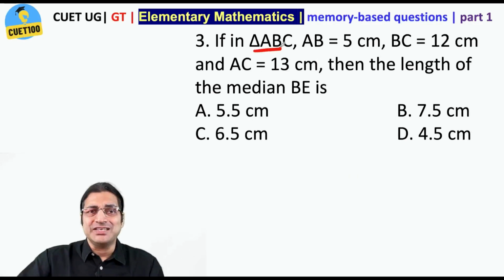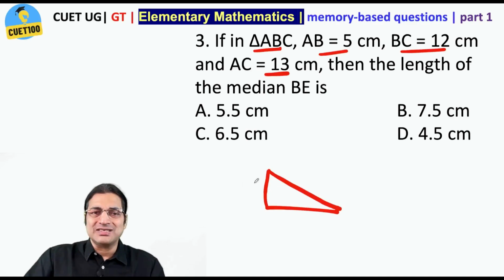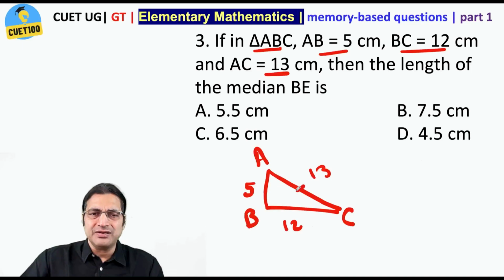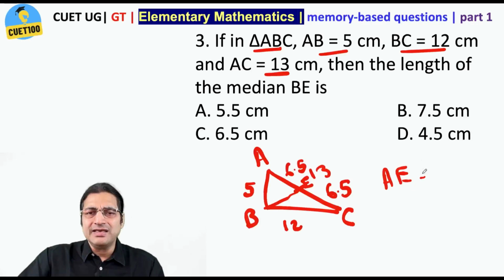In triangle ABC, AB is 5 and BC is 12 and AC is 13. Oh, 5, 12, 13, Pythagorean triplets. Wow. So this is 5, this is 12 and this is 13. A, B and C. The length of the median BE, this is the midpoint. So this is E, length of median BE. This would be 6.5. This will also be 6.5. Why? Because AE is equal to EC.